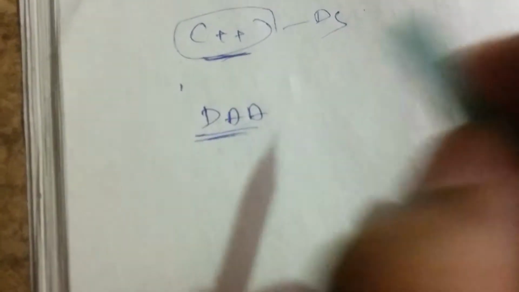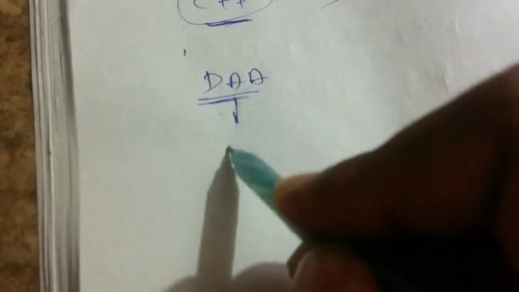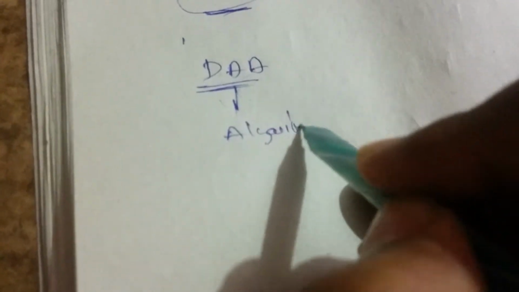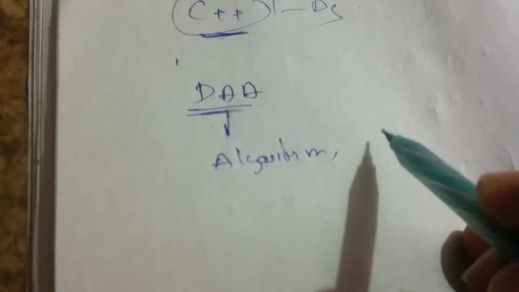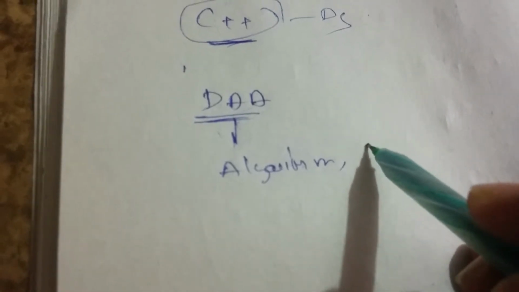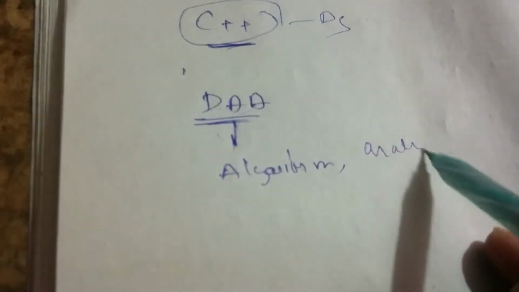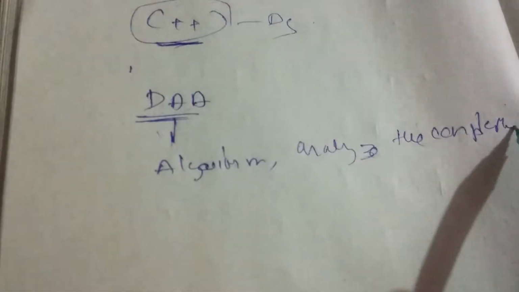In the next semester, after DS using C++, you may have design and analysis of algorithms. In design and analysis of algorithms, you learn what an algorithm is and how we can analyze the complexity of an algorithm.